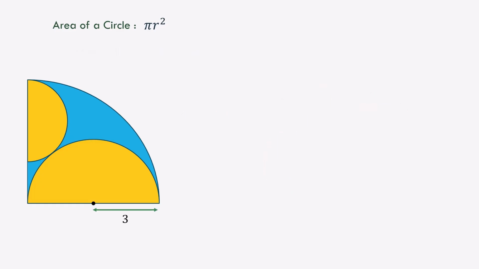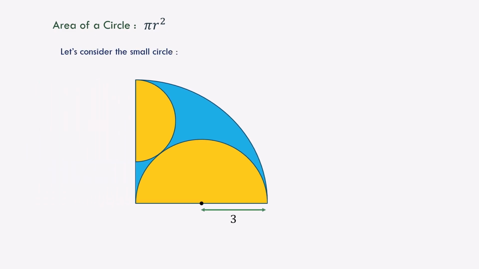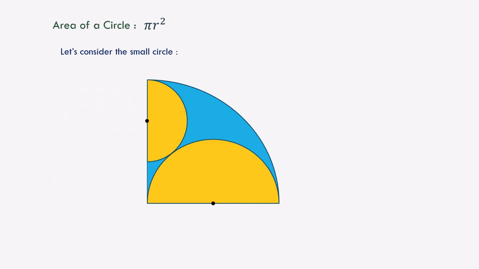Now we get to the interesting part. Take a look at the smaller semicircle. We don't have its radius, so we can't find its area yet. For now, let's call its radius r and try to find it somehow. Its center lies on the vertical axis. The height of the center of this circle is the radius of the big circle minus its own radius, which is 6 minus r. So, its center is at point 0, 6 minus r. But here's the real question. How do we actually find r?